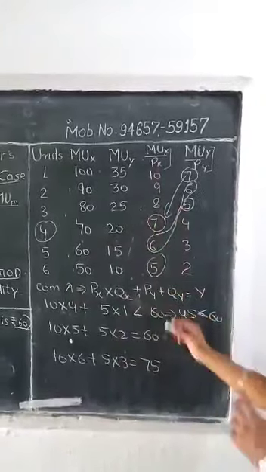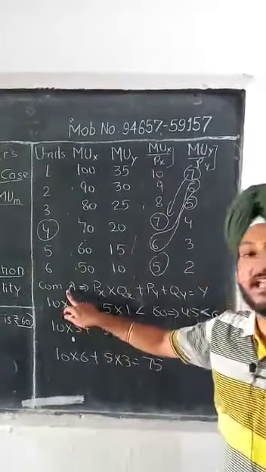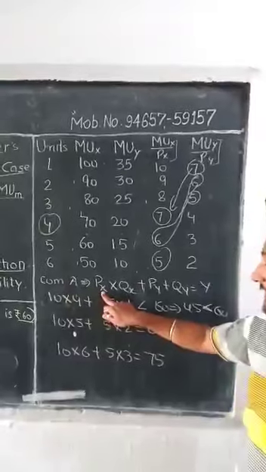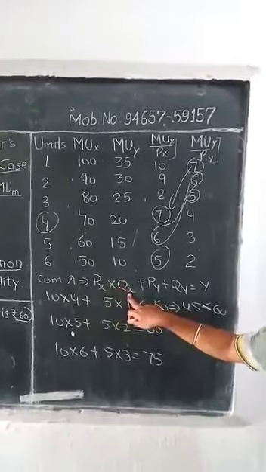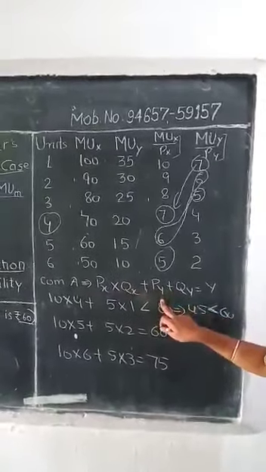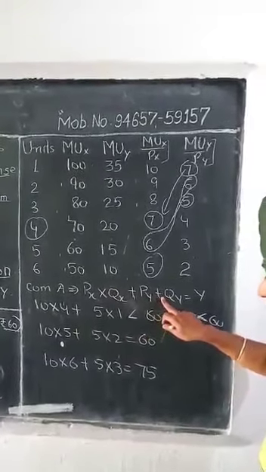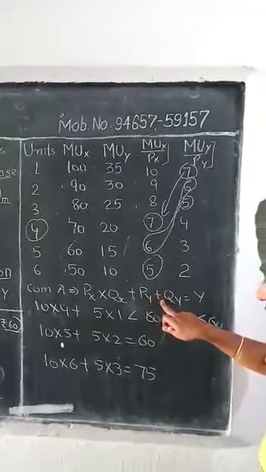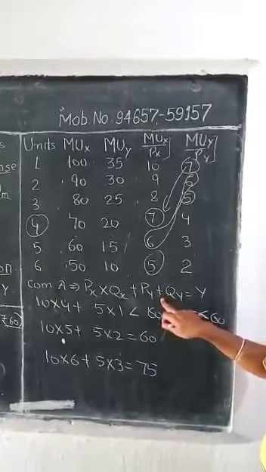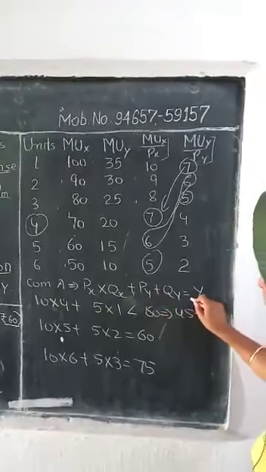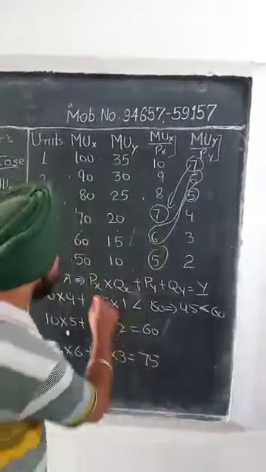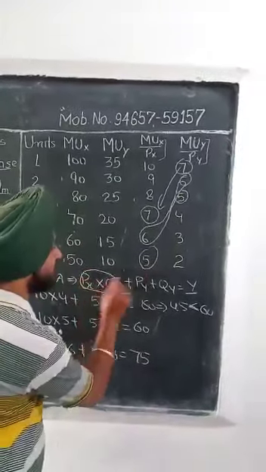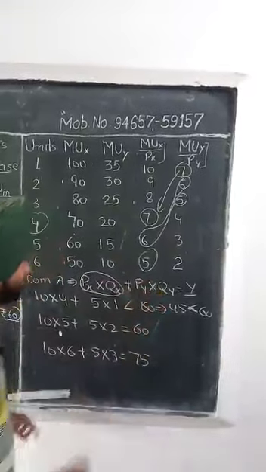And now you can see the equations. So for combination A, the first combination, I have written price of x multiplied by quantity of x plus price of y into quantity of y, and that should be equal to the budget. This is the part.